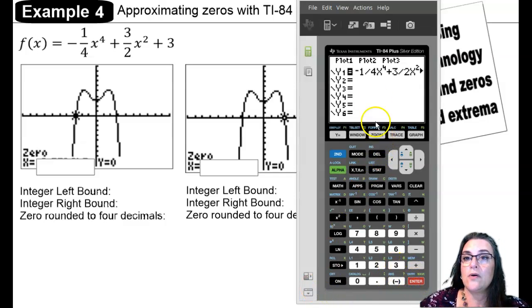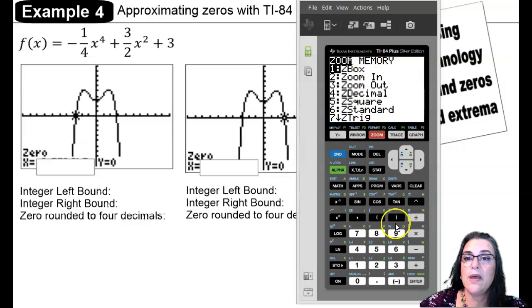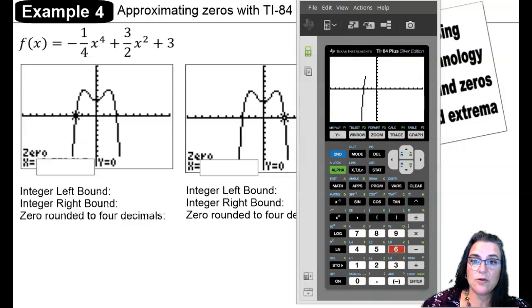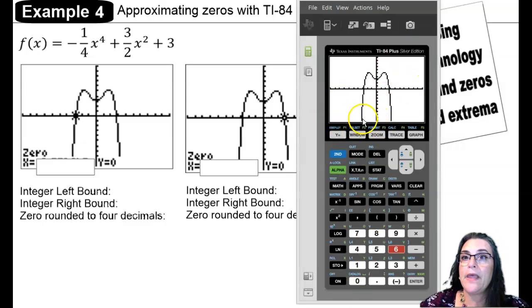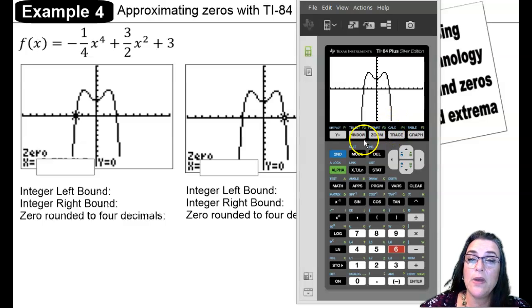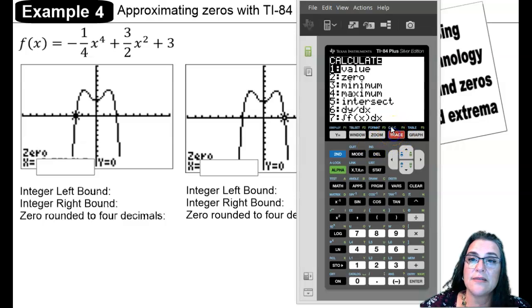Now we're going to go up here in the choices in the middle. At the top is Zoom, and Zoom 6 is ZStandard, which gets us a negative 10 by 10 window in the x and y directions. We can see that this makes a sort of M shape. Above the Trace button it says Calculate in blue. If you press 2nd and then Trace, that accesses the Calc menu, and the second one down in the Calc menu is zero.